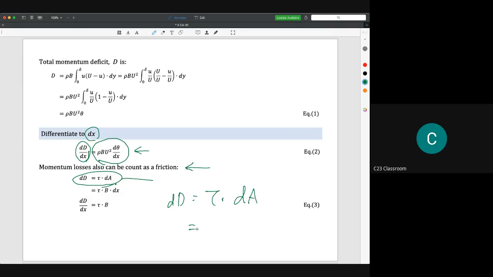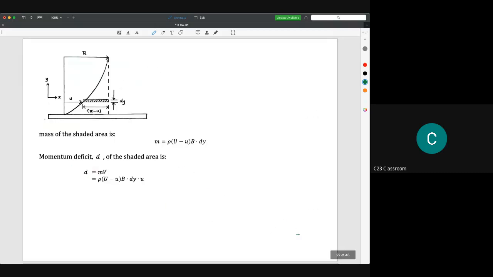So then we have tau here and a here, so it's actually b, the width, times dx. If we look from here, this b is the width. And this is the y-axis, so that's why we have dy here, and this is the x-axis.